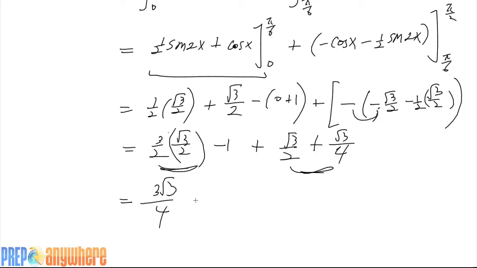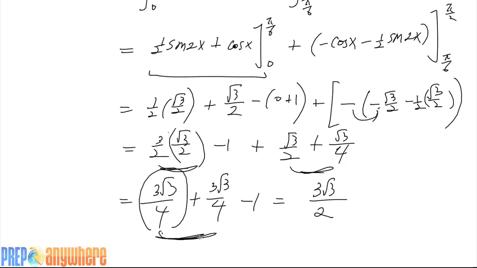That's also going to be another 3 root 3 over 4 minus 1. So we actually get double that. If you double this, you get 3 root 3 over 2. So that's that minus 1. Okay, that's the final result.